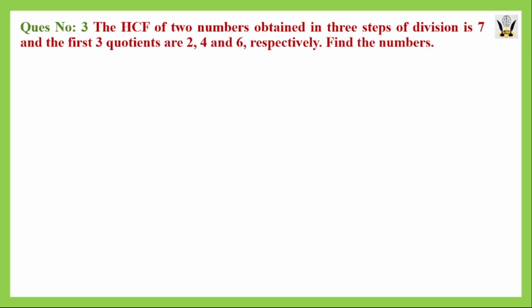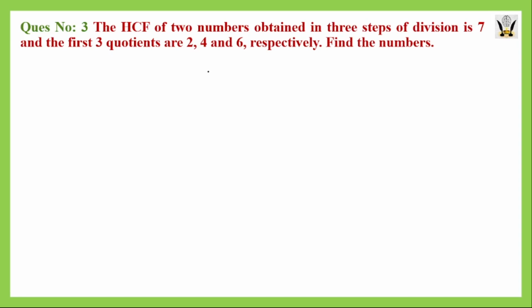Now the next question is: the HCF of two numbers obtained in three steps of division is 7, and the first three quotients are 2, 4, 6 respectively. Find the numbers. If we remember the division method of finding HCF, then we divide the highest number by the lowest number. So the highest number becomes the dividend and the lowest number becomes the divisor.